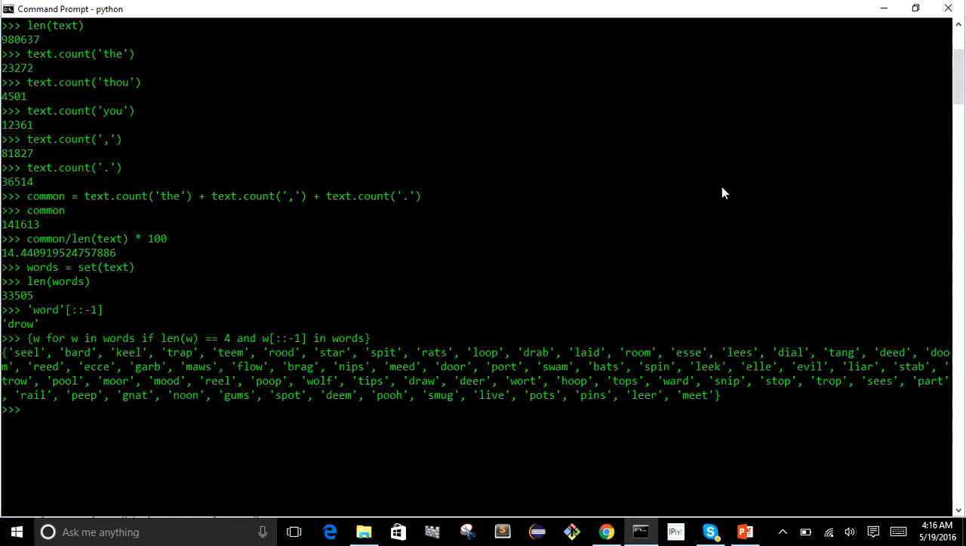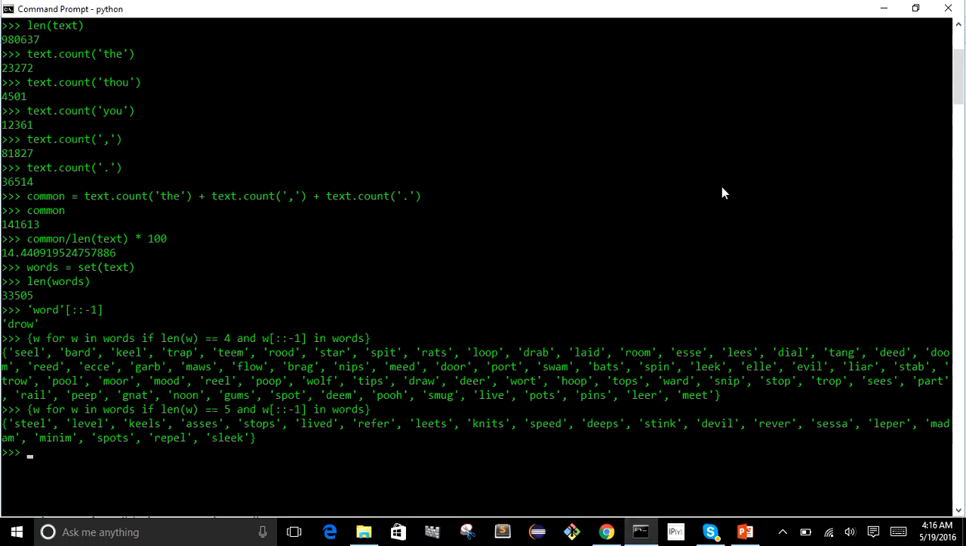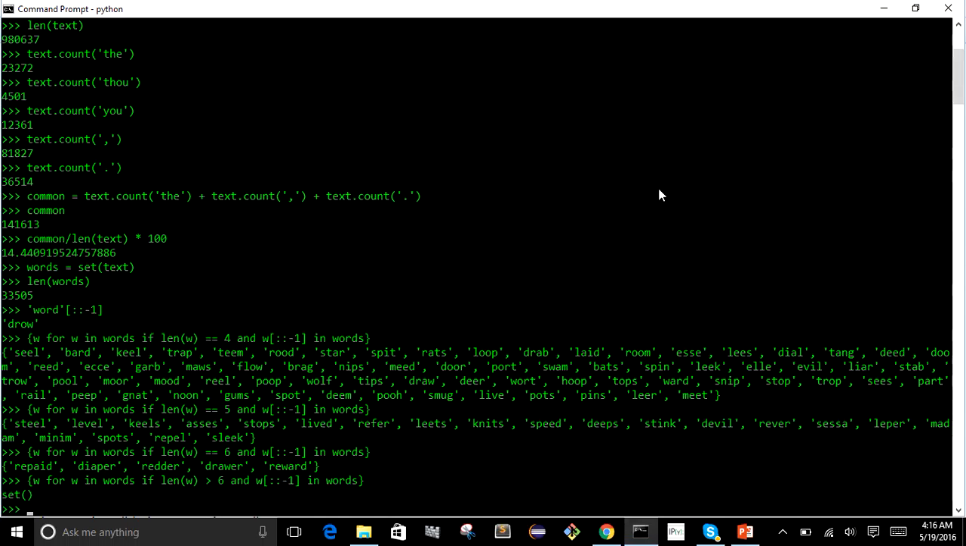Interesting. Okay, then let's see if there's anything else. Are there words of length 5 that fit this constraint? Interesting. Are there any words of length 6? Let's find out. Repaid and diaper. Huh. The backwards of diaper is repaid. Never knew that. But, interesting. Is there anything more than 6? Let's find out. Things are so easy with computers. Wow. We have nothing more than 6.